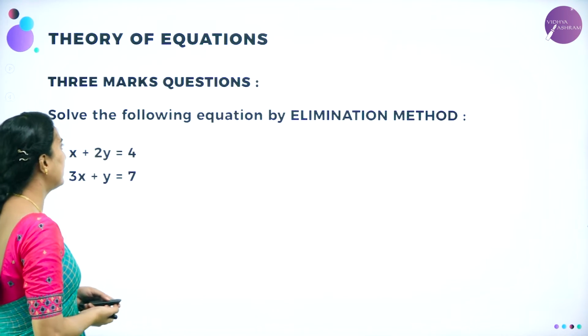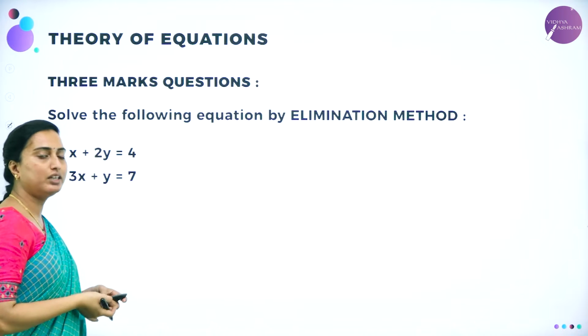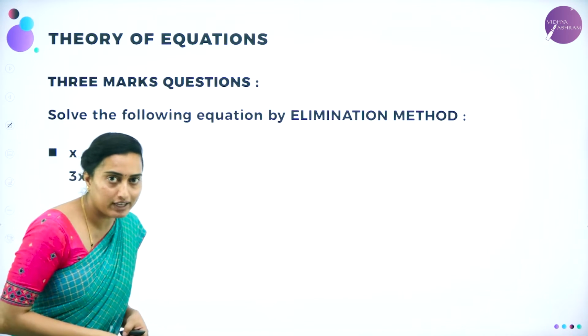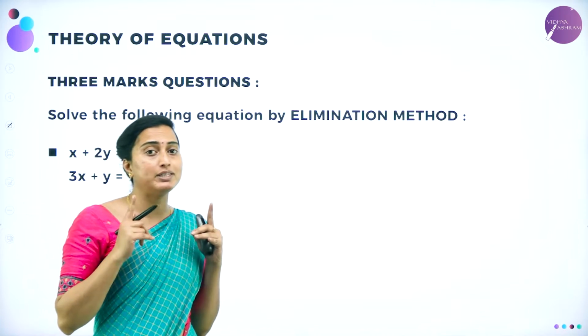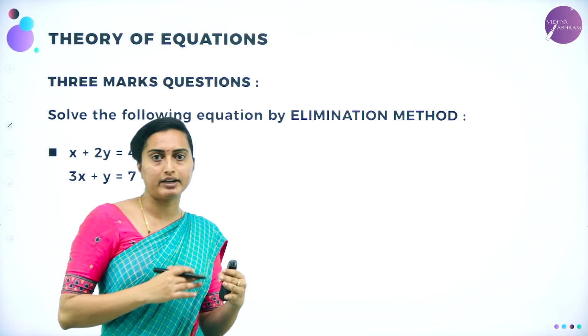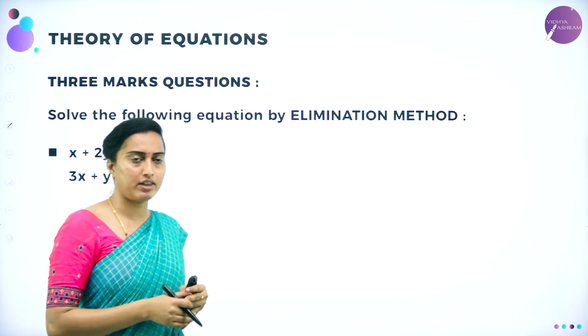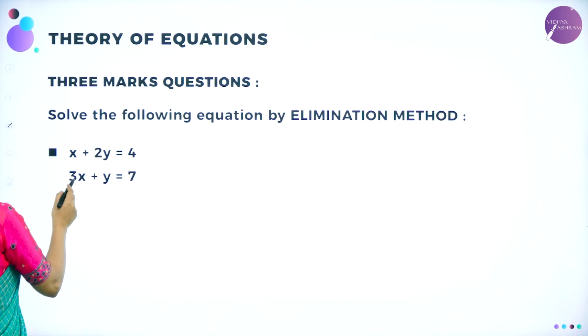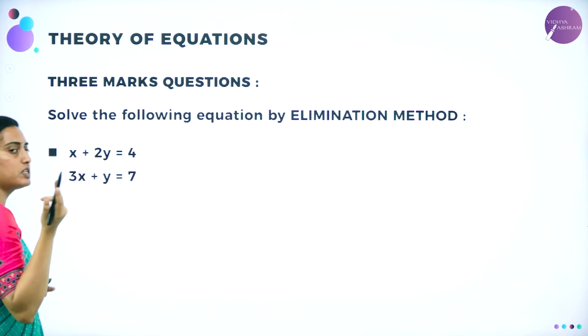Now we'll move on to the next problem. Solve the following equation by elimination method. Elimination means the coefficient of x or the coefficient of y must be the same. Then you are going to subtract. That is called elimination method. So here you can compare. You do not have 3x here, you are having 3x here. So multiply the first equation by 3.